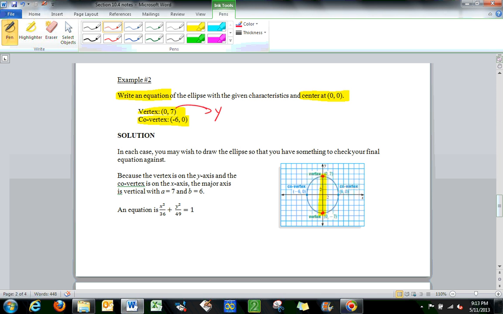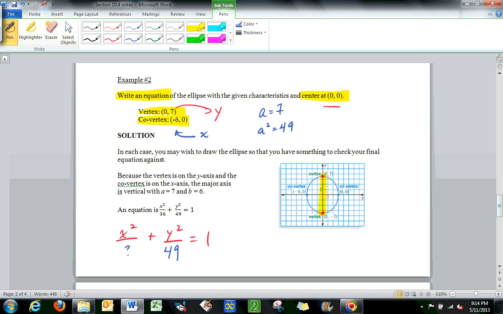So we can always start very simply. If we know it's at a center point 0, 0, you can always start with x squared and y squared equaling to 1, and then it's just a matter of knowing what to put underneath each part. So you can see here that the co-vertices represents the x, and so we need to take those values. Now the vertex is always represented by an a, so if a equals 7, a squared has to equal 49, so that's going to be the value that goes underneath the y squared.